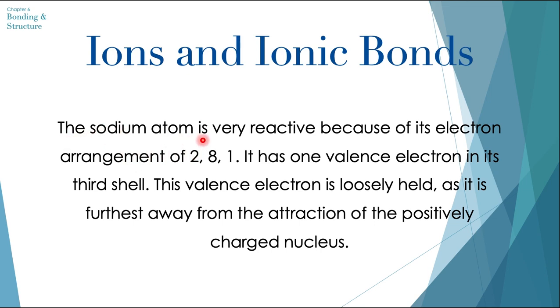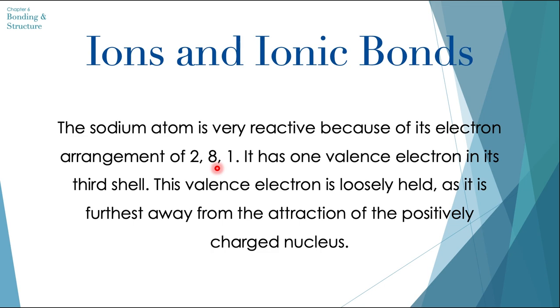The sodium atom is very reactive because of its electron arrangement of 2, 8, 1. It has only 1 valence electron in its third shell. This valence electron is loosely held as it is furthest away from the attraction of the positively charged nucleus. So what the sodium atom wants is to lose this 1 electron. When it loses it, it will have a stable configuration of 2, 8. It achieves a stable full outermost shell, or octet. And it also becomes a positively charged ion as it has lost a negatively charged electron.